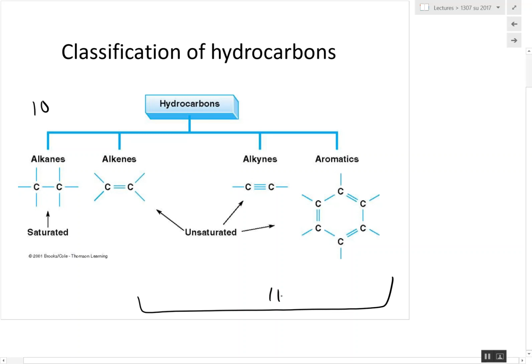Alkenes, alkynes, aromatics are unsaturated hydrocarbons. What do we mean by that? Saturated means the carbons are all surrounded by single bonds.